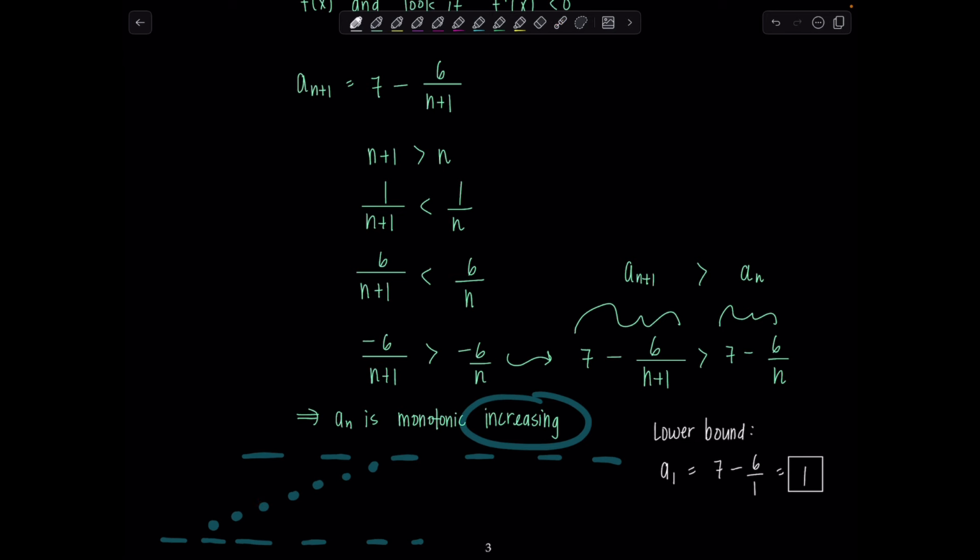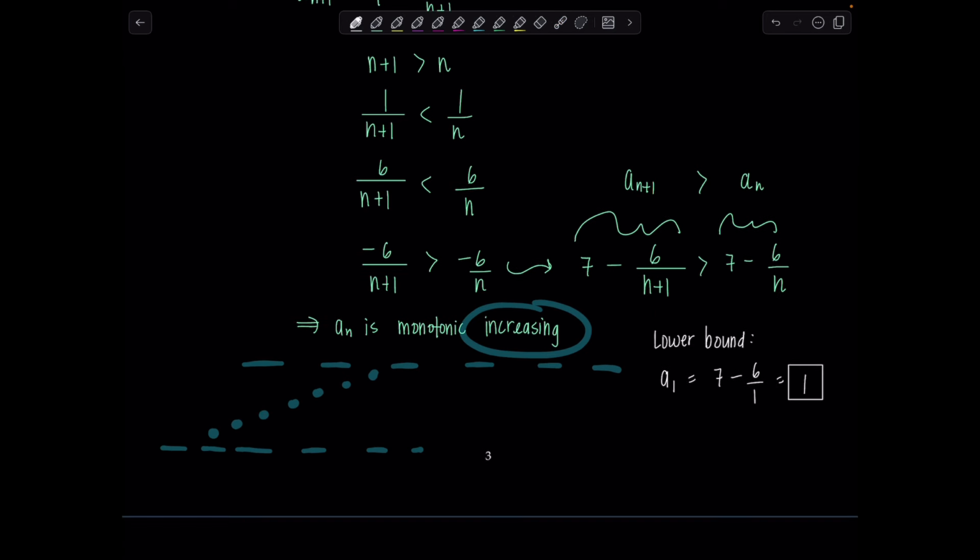That's the question. So what we're going to do is look at the limit as n approaches infinity of a sub n, which is 7 minus 6 over n. Oh, this limit's not bad. N gets really, really large. This is going to go to 0. So the limit is 7. So that means basically the sequence is trapped between 7 and 1. That's my upper bound. Woohoo!